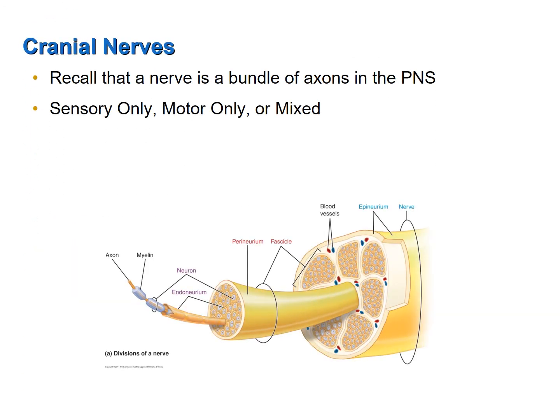Recall that a nerve is simply a bundle of axons in the peripheral nervous system. Nerves that contain all sensory fibers or sensory axons are referred to as sensory-only nerves. Nerves that contain only motor fibers are referred to as motor-only nerves. Most nerves contain both sensory and motor fibers and are referred to as mixed nerves.